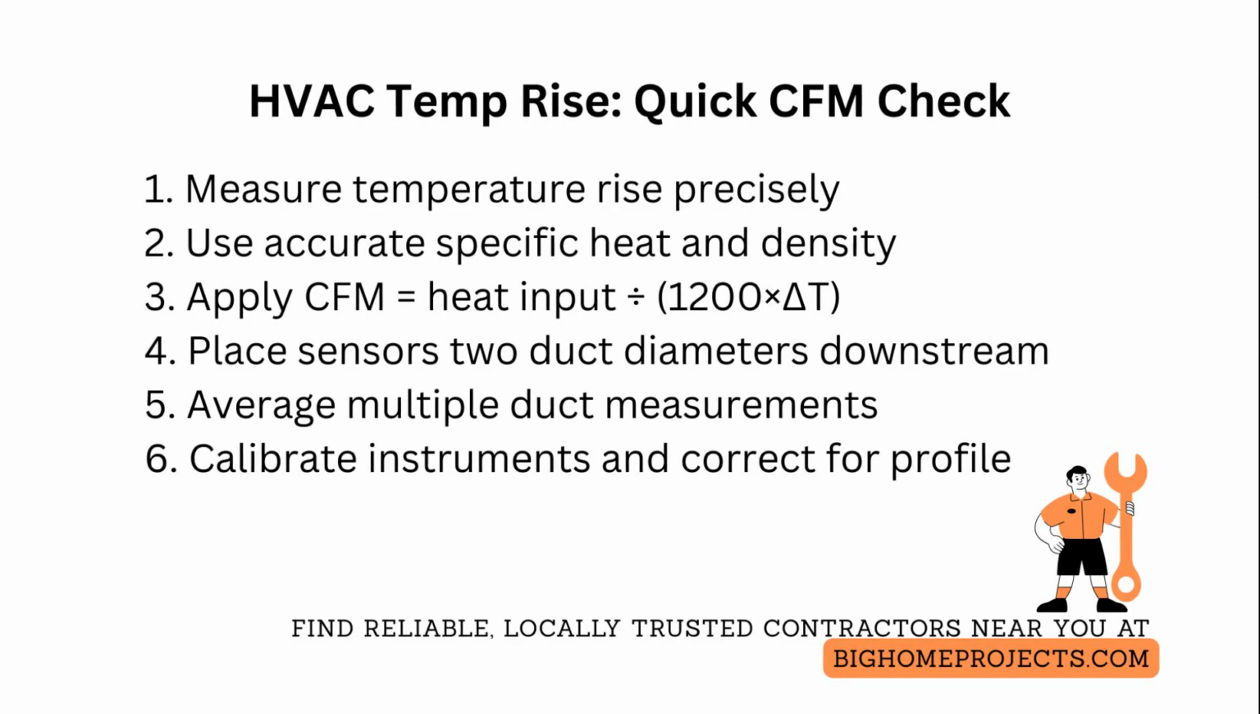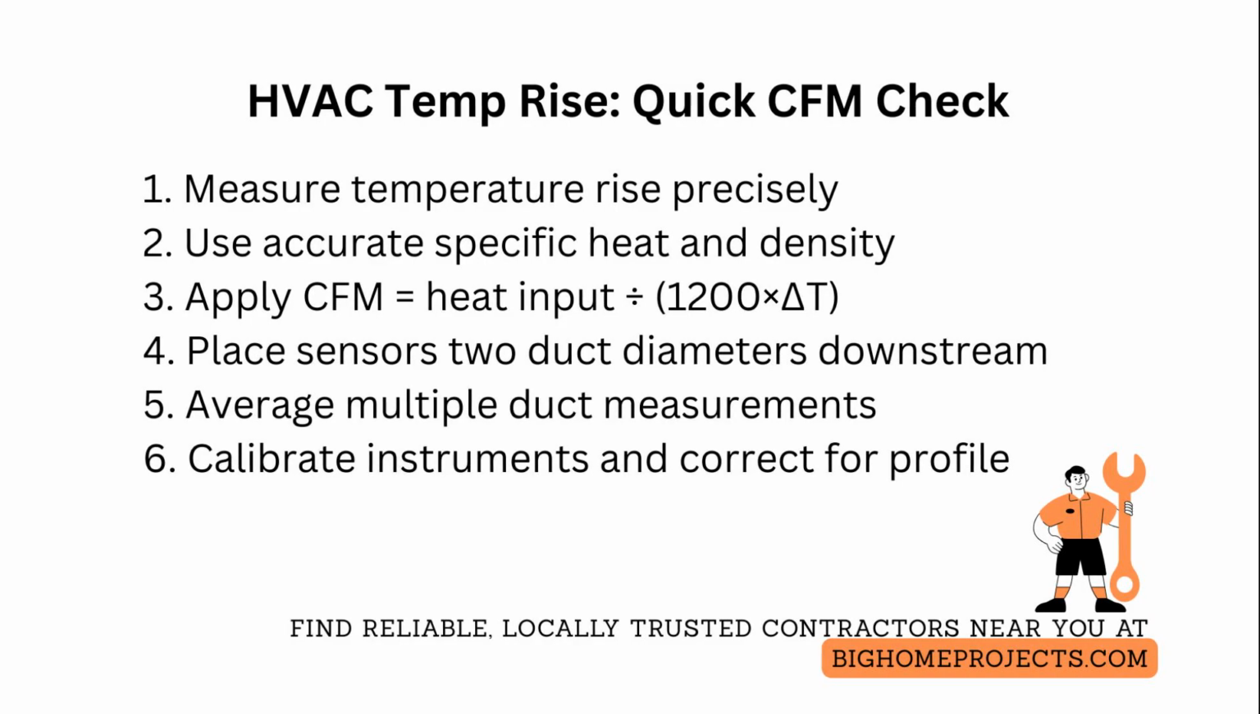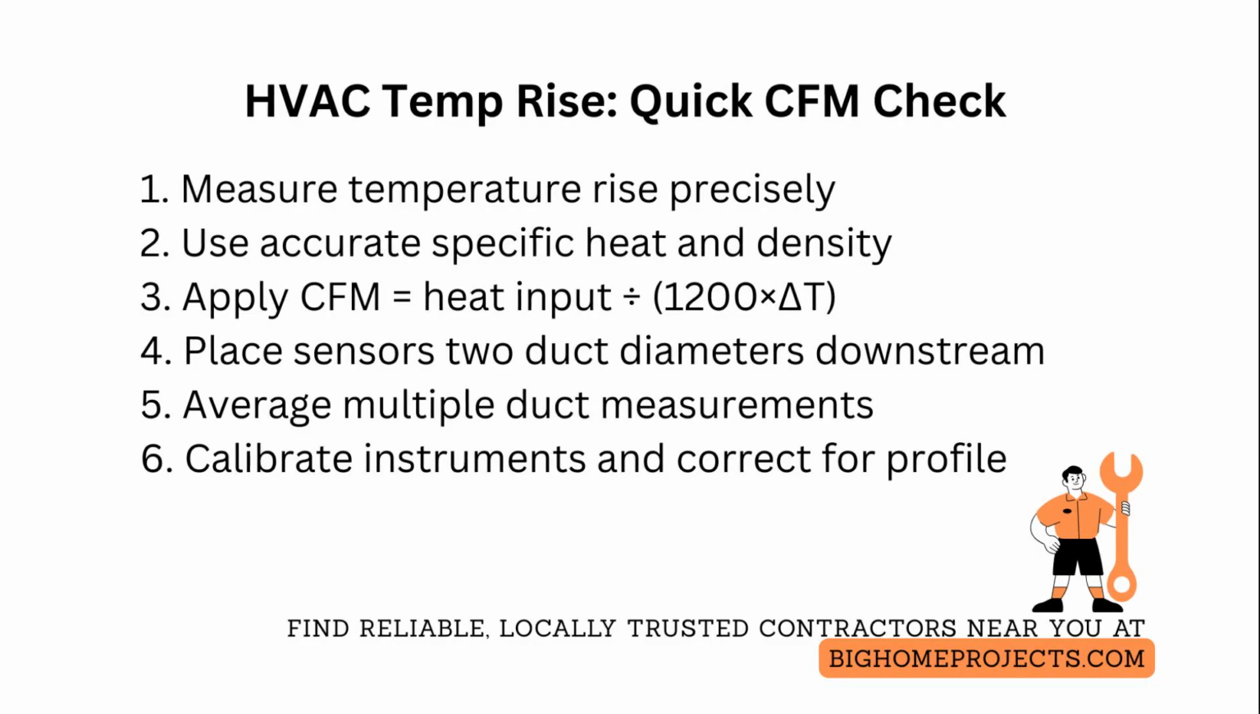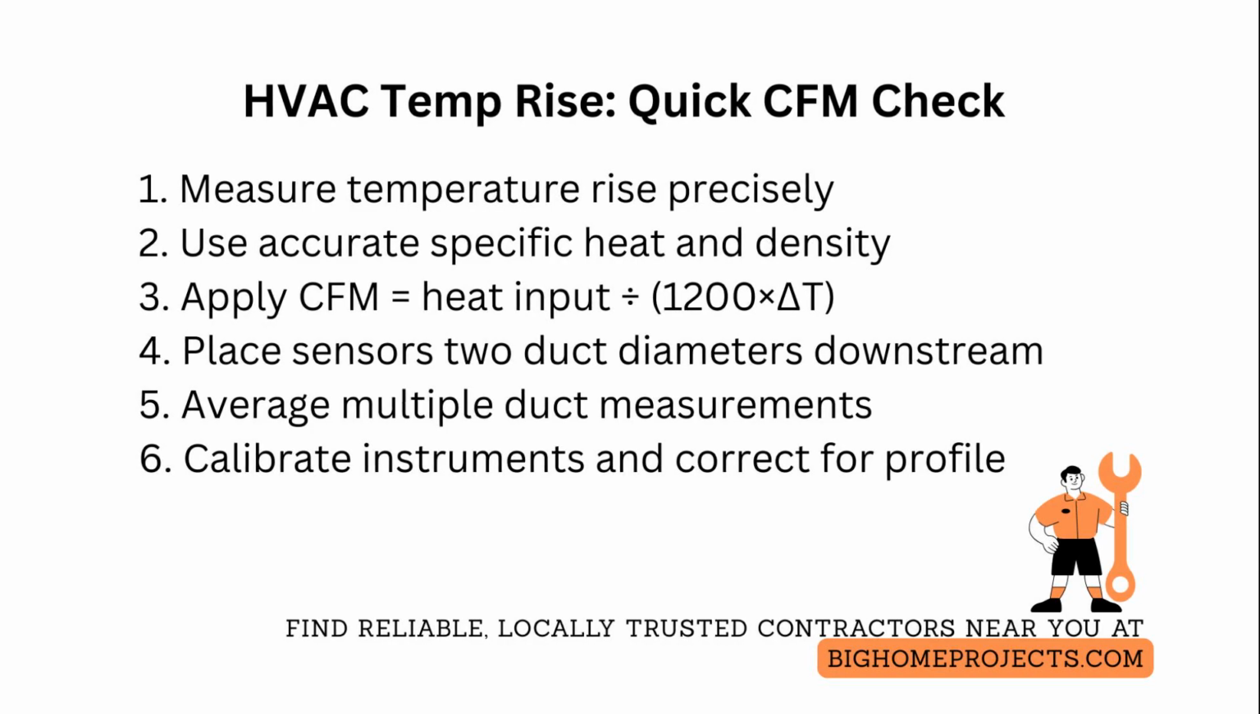For fan-powered systems, confirm the supply plenum temperature sensor is located at least 2 duct diameters downstream of transitions to avoid skew from turbulence. Average 3 measurements across the duct cross-section for more accurate return and supply deltas if you cannot access a velocity traverse. When using a temporary pitot traverse, calibrate the manometer against a known standard and correct for probe alignment. Compensate for velocity profile by applying the appropriate correction factor based on duct shape and Reynolds number.